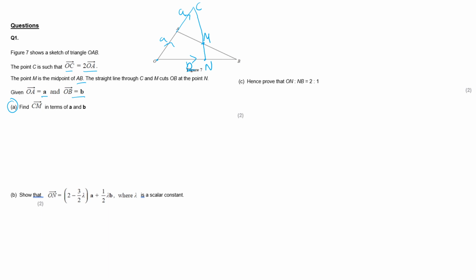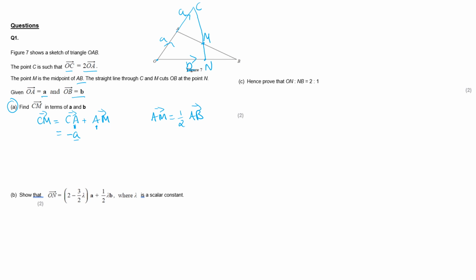So we can't go directly there. We need to use the vectors A and B. So C to M, if we nose to tail the vectors, we need to go C to A plus A to M. So where that one finishes, that one starts. That's what I mean by nose to tail. Now C to A is easy. That's just minus A because we need to go back through A. Remember, direction is important. But A to M is equal to half A to B.